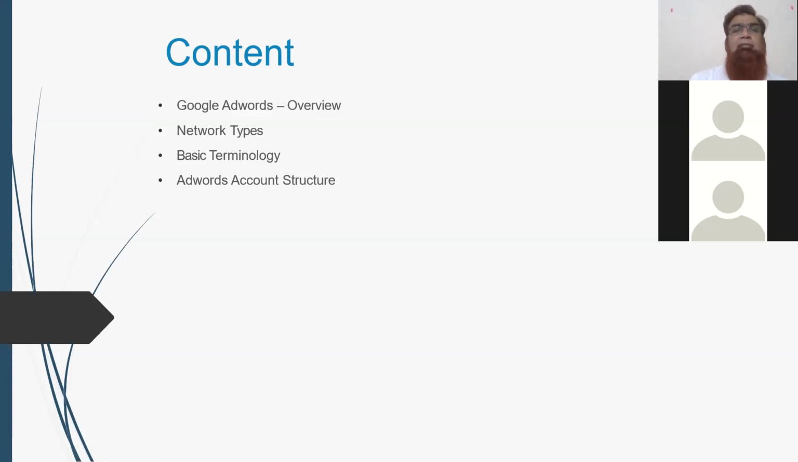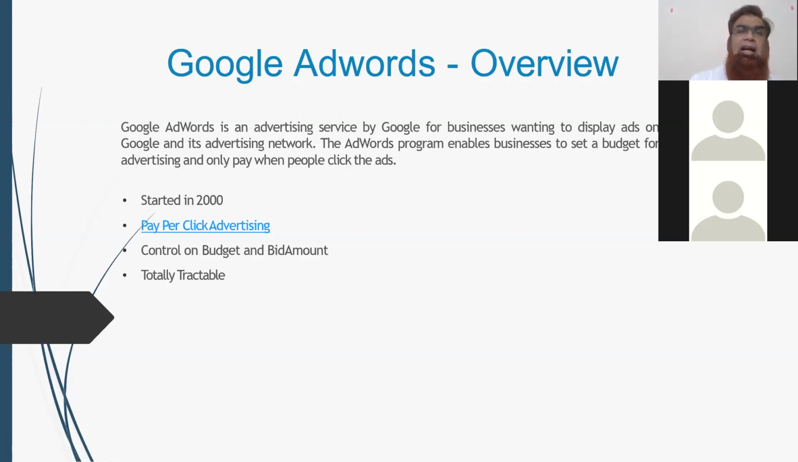Now this Google Ads, earlier it was called AdWords, was started in the year 2000. It is completely customizable, and we can control the budget. It's totally traceable and trackable. We can actually understand which keyword is performing and which keyword is not performing. All these things we can monitor from a Google campaign.